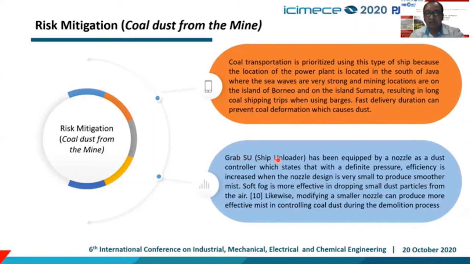Grab ship unloading has been equipped with a nozzle as a dust controller with a defined pressure. Efficiency is increased when the nozzle is very small to produce a smoother mist. Soft fog is more effective in dropping small dust particles from the air. Likewise, modifying a small nozzle can produce a more effective mist in controlling dust during the unloading process.